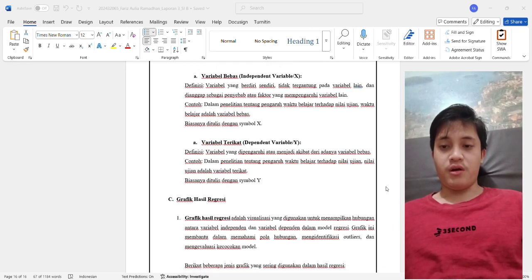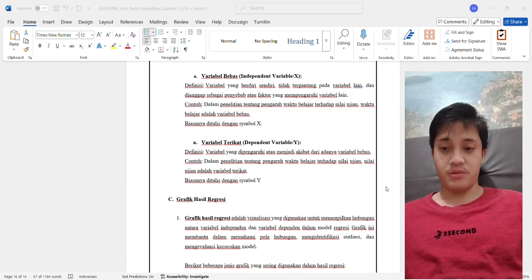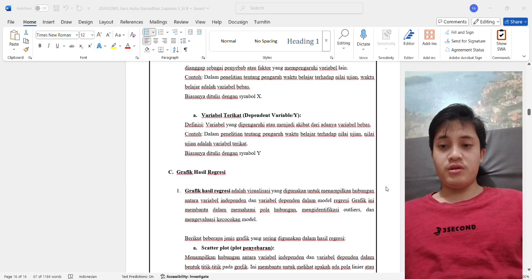A. Independent variable or X. Definition: a variable that stands alone, that doesn't depend on other variables, and is considered a cause or factor that influences other variables. Example: in a study on the effect of study time on exam scores, study time is the independent variable, usually written with the symbol x.